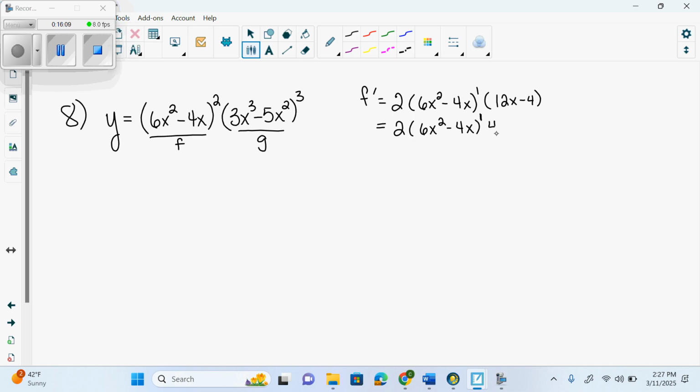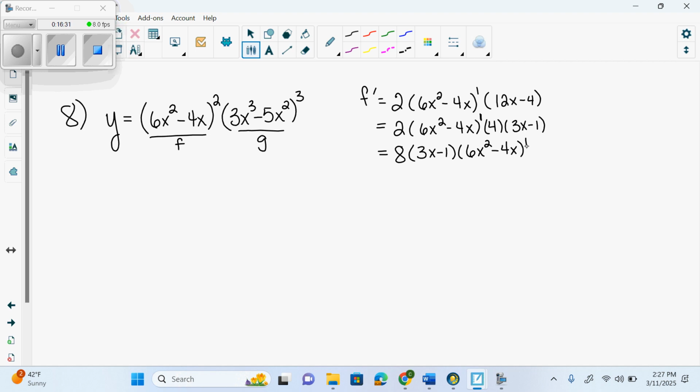And then I'm going to take a 4 out, and then it's going to be 3x minus 1. That 4 and that 2 can join, and they can become an 8. And then we can have 3x minus 1 beside it. And then we're going to have 6x squared minus 4x to the 1. And I'm going to leave it like that.